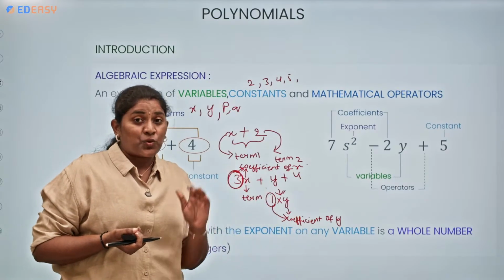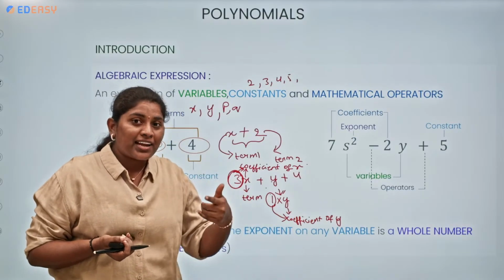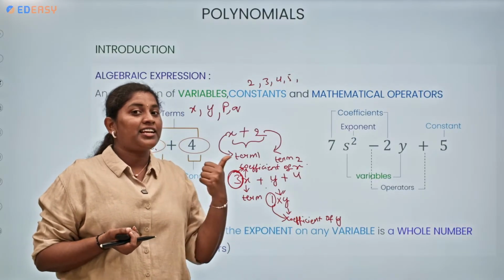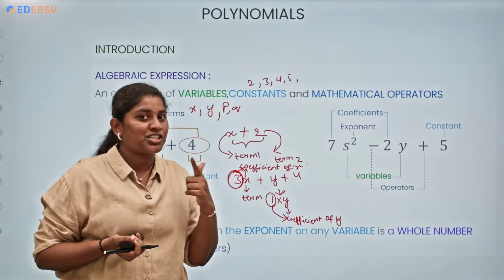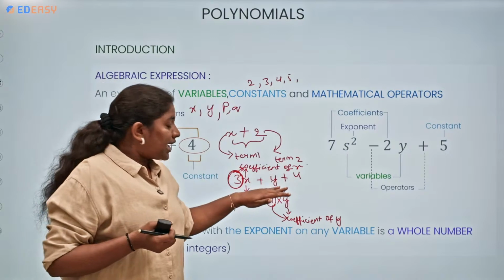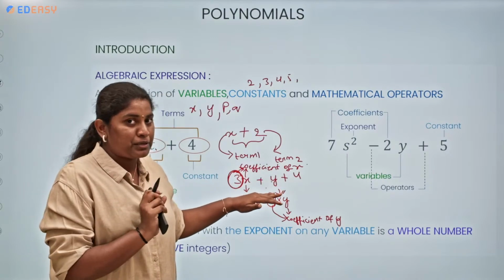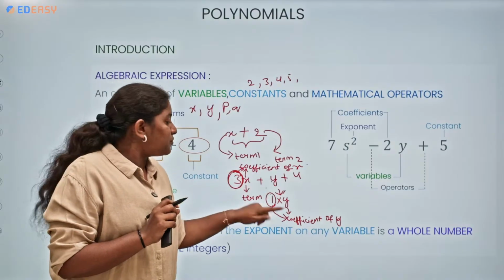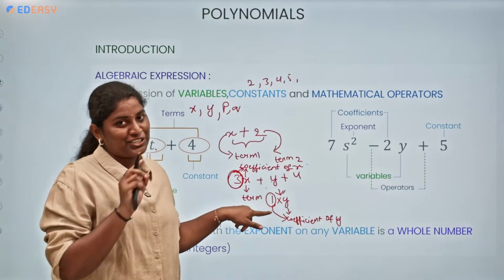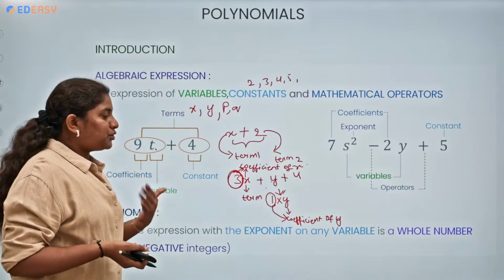Right. Why I am explaining the coefficient in detail is that you will understand its importance in the relation between the zeros and coefficients of your polynomial. So make sure that if you don't have any number in front of the variable, its coefficient will be 1, not 0. Please understand that. Okay, now moving to the next.